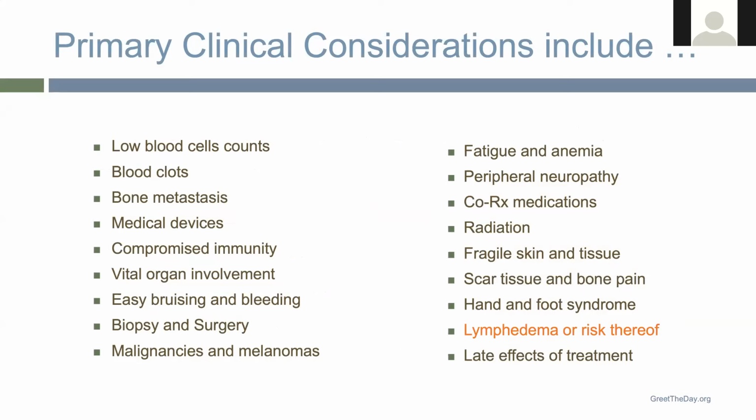During chemotherapy treatment, primary clinical considerations for the client will include, but are not limited to, the following: compromised blood cell count, blood clots or risk thereof, medical devices, be it a portacath or ostomy, compromised immunity, which is one of the most serious risks a cancer patient faces, the risk of developing an infection, vital organ involvement, which is a long-term side effect caused by a disease or a treatment of disease and can continue for many months or many years, side effects of co-prescribed medications, and the client's experience of pain, fatigue, nausea, and neuropathy.